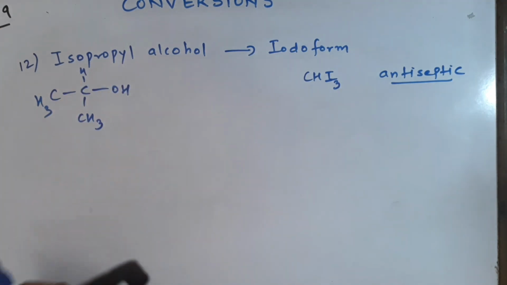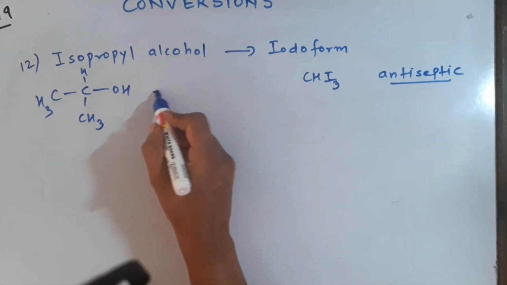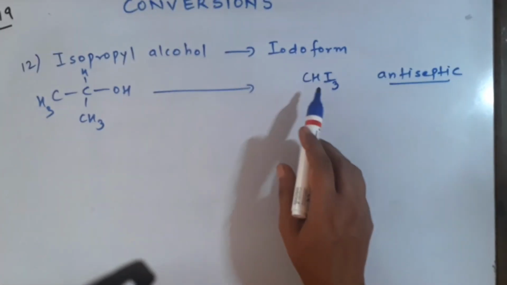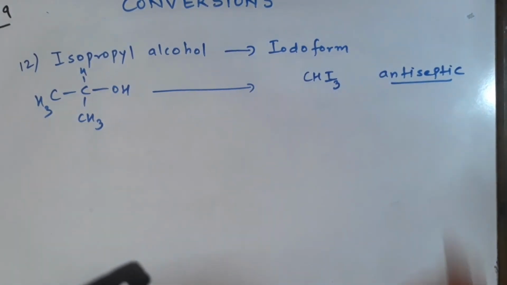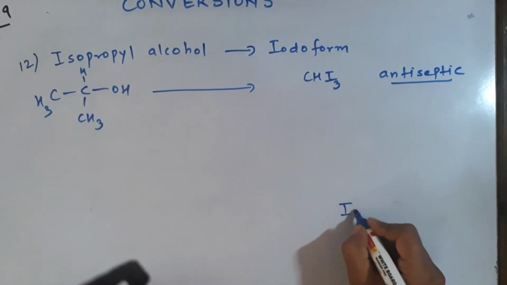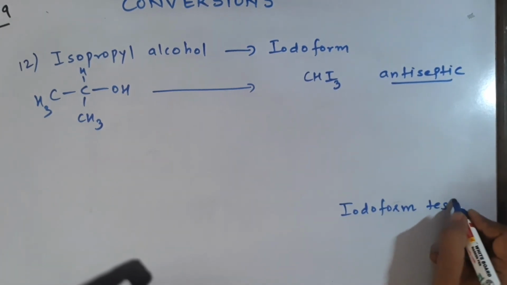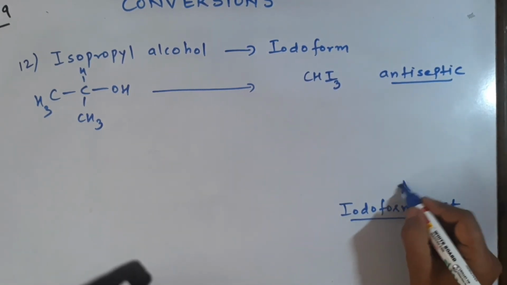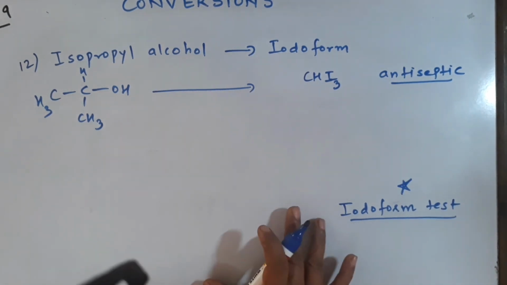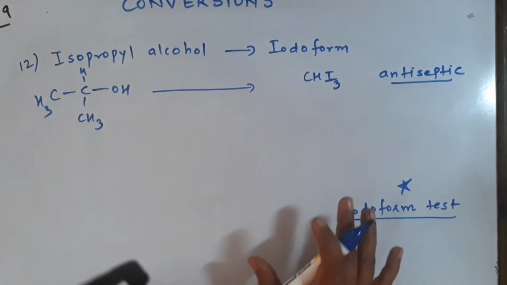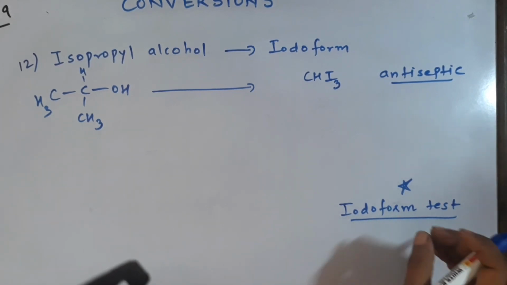Look at this isopropyl alcohol, and to convert it into iodoform, in your textbook there is only one method, and that famous method is called the iodoform test. Very important for your board exam. Iodoform test is a test used to identify a particular structural linkage in a given compound.